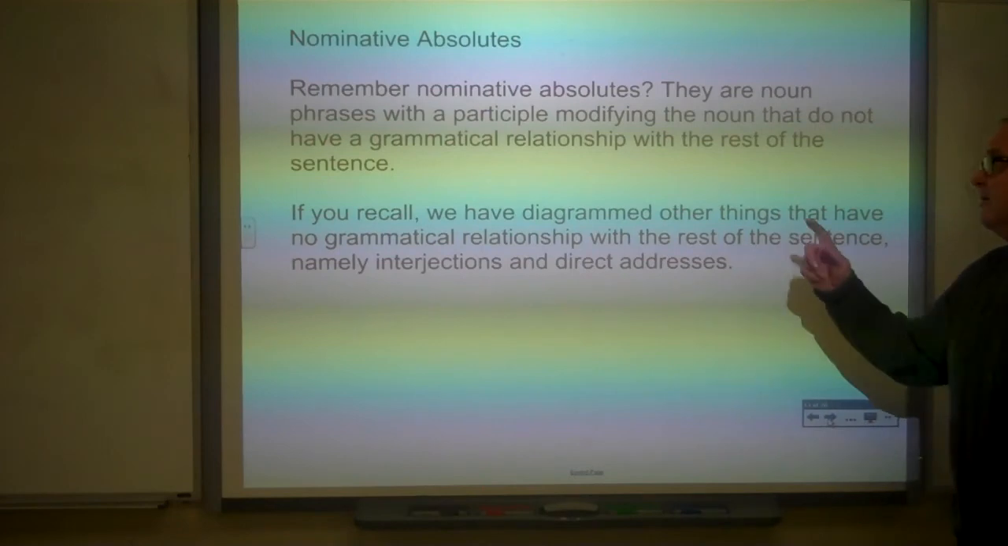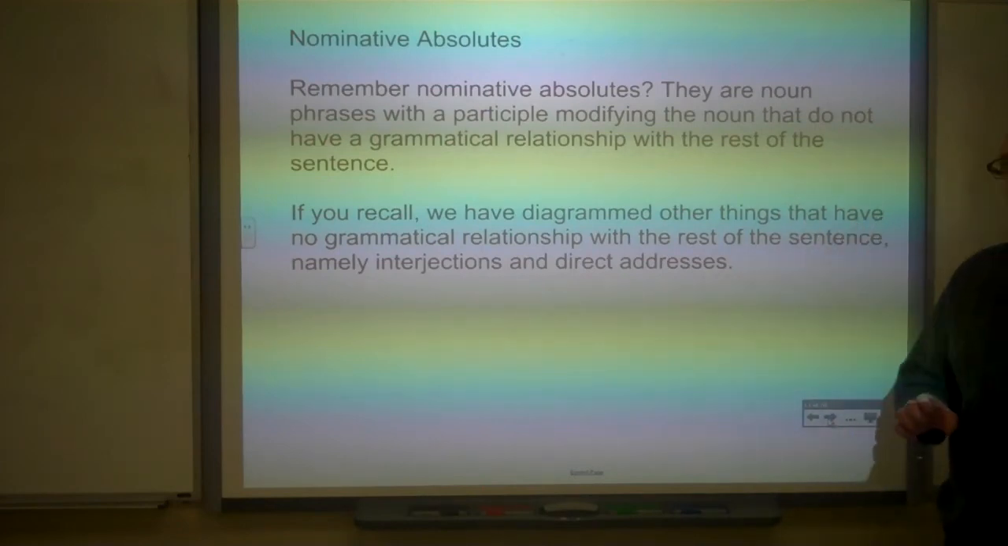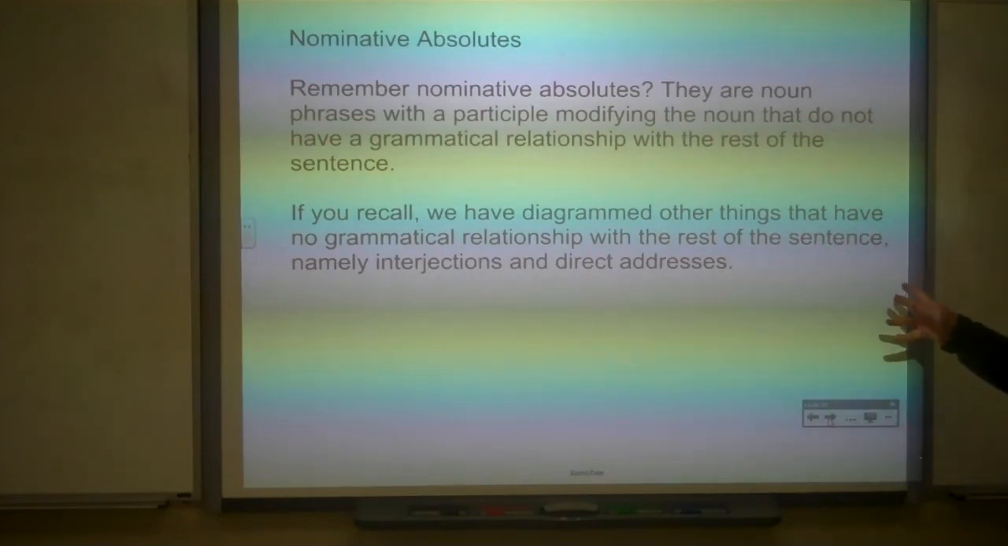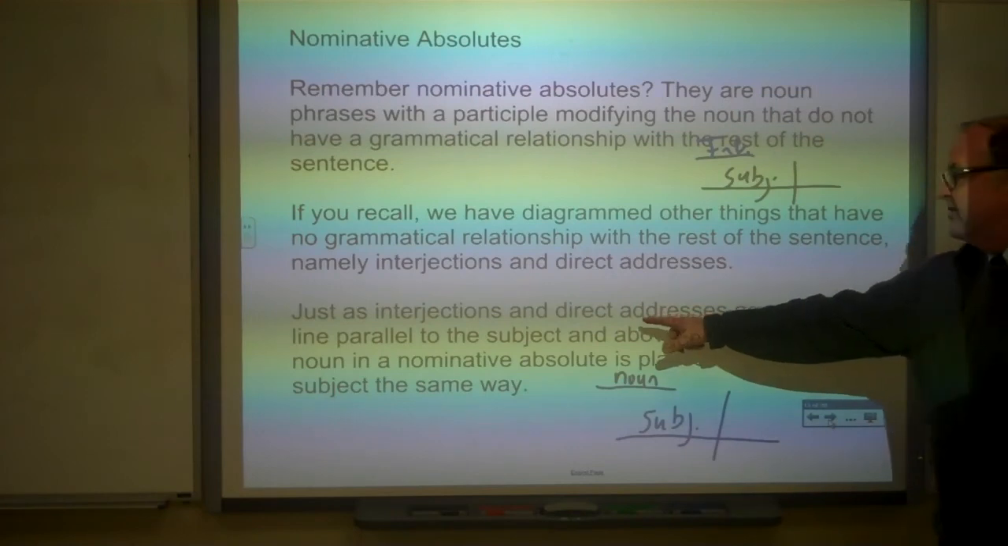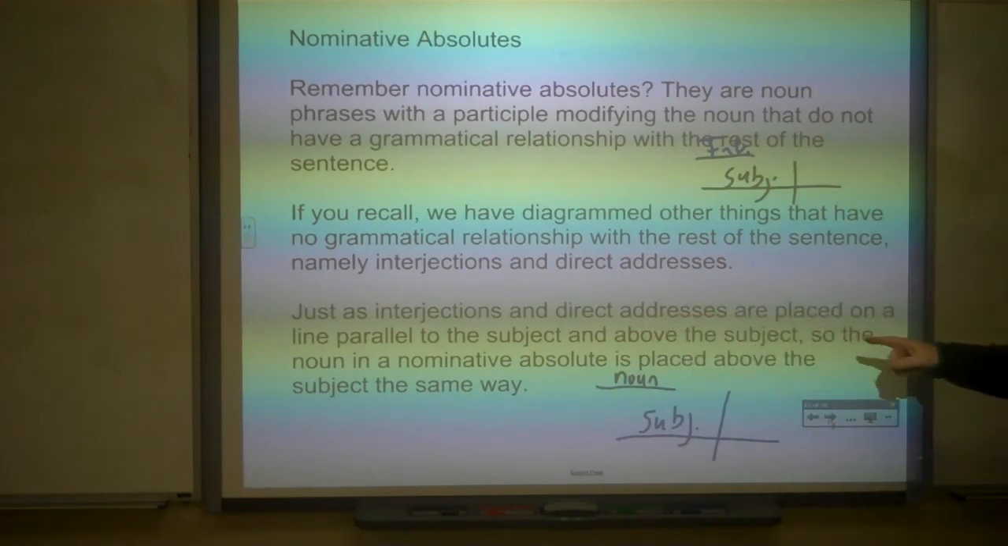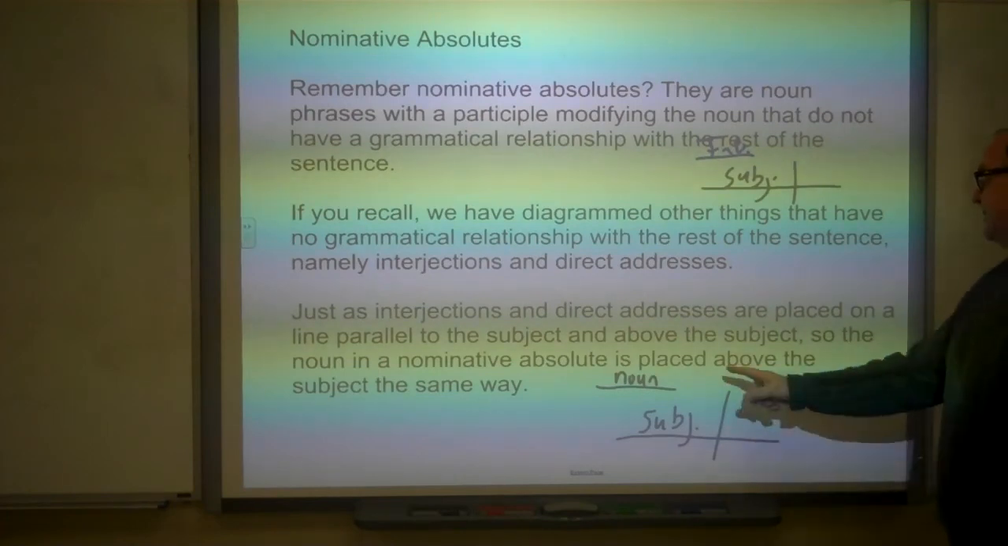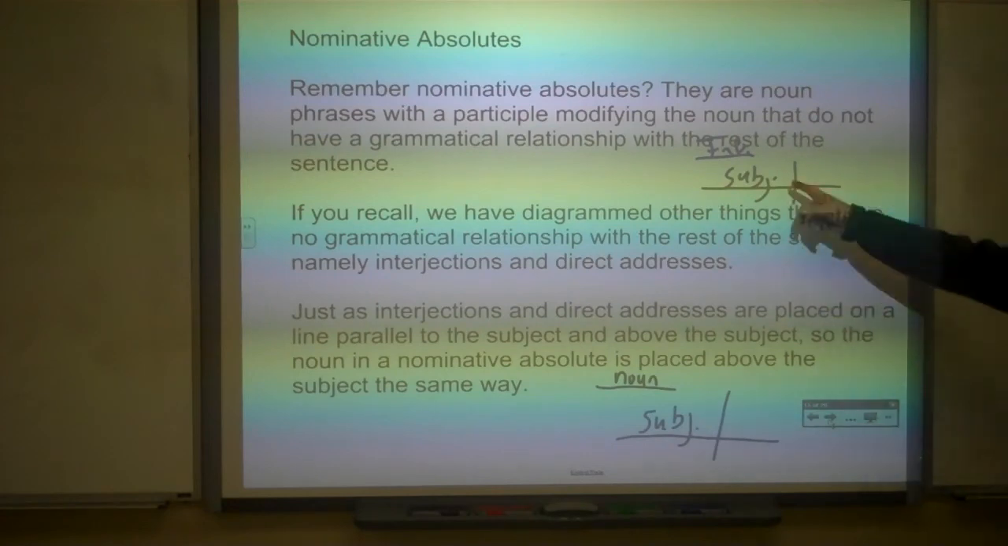Now, if you recall, we have diagrammed other things that have had no relationship with the rest of the sentence, namely interjections and direct addresses. Just as interjections and direct addresses are placed on a line parallel to the subject and above the subject, so the noun in the nominative absolute is placed above the subject the same way. So here you have an example.